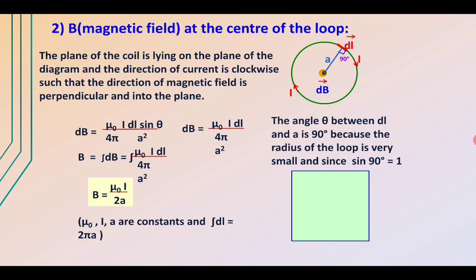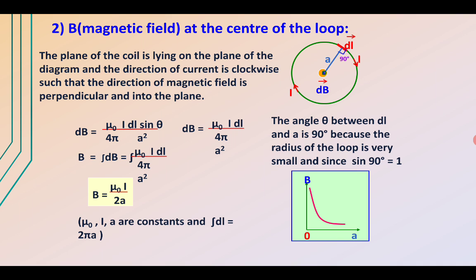Now let us discuss the effect on the magnetic field when we are going away from this circular loop. As we are going far from this center, the magnetic field is decreasing. So at the center the magnetic strength or the field is strongest. As we are going away from this center, the magnetic field gradually decreases.